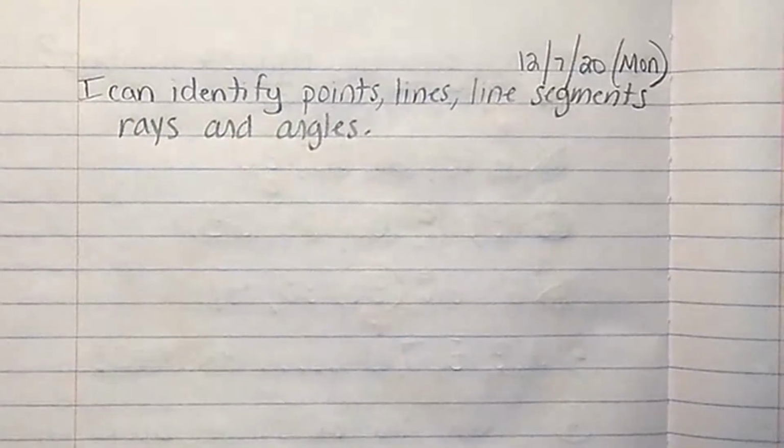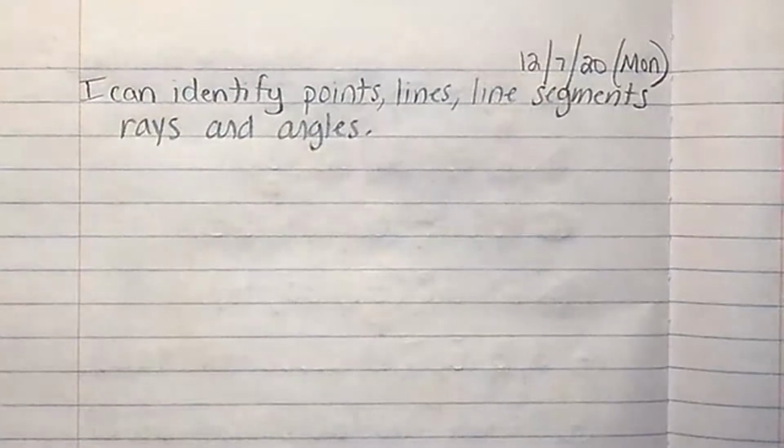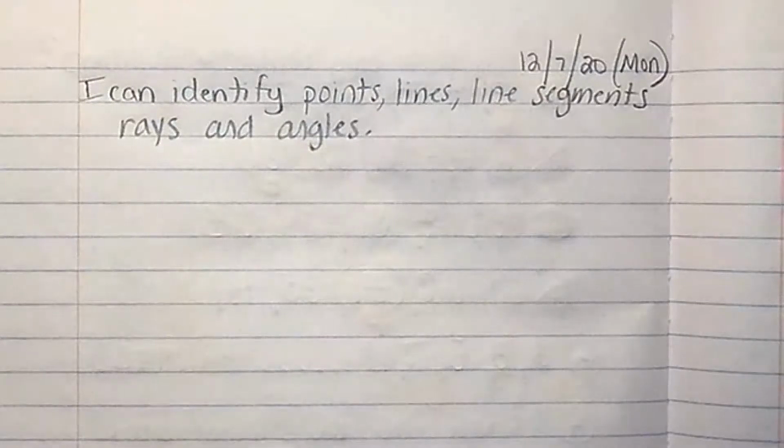You're going to need a pencil, your notebook, and a straight edge. I'm going to use a Cam Jansen book because it has a very straight edge. You could use a clipboard, you could use your Eureka book, but you need to have a straight edge handy today, okay?